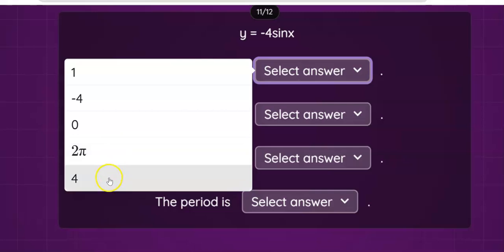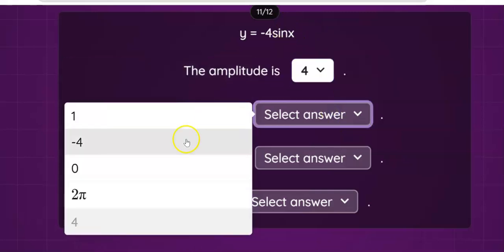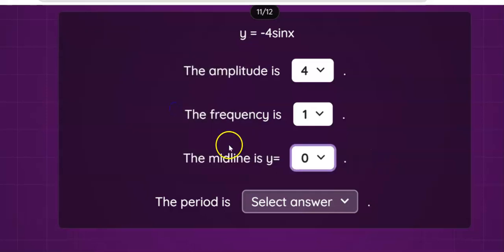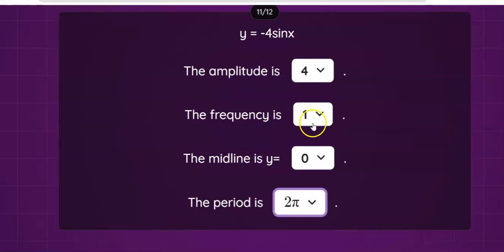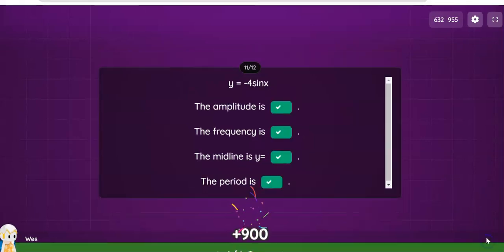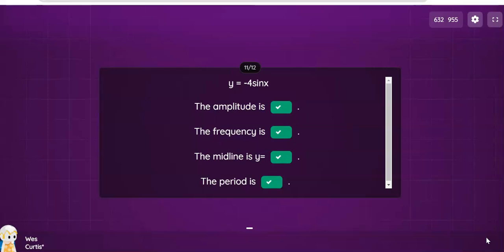not -4. The frequency, that number right there that you don't see, that's a 1. The number back here you don't see is a 0. It's plus or minus 0 at the end. And remember, period is 2 pi divided by frequency, which again is just 2 pi divided by 1. Nice job if you got through that, because I've told y'all many times, smart kids will miss 1s and 0s at times. They just get a little tricky.